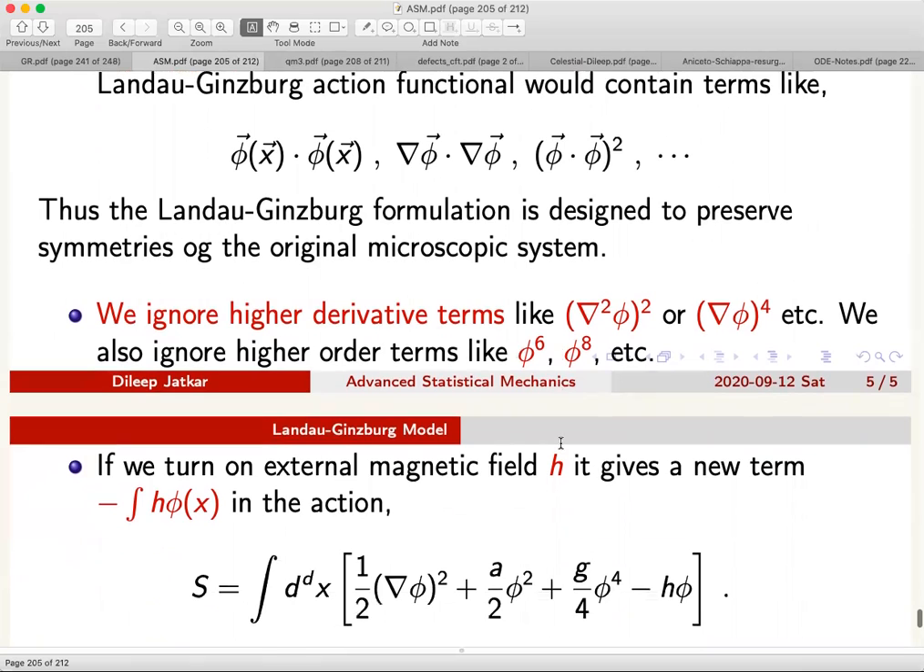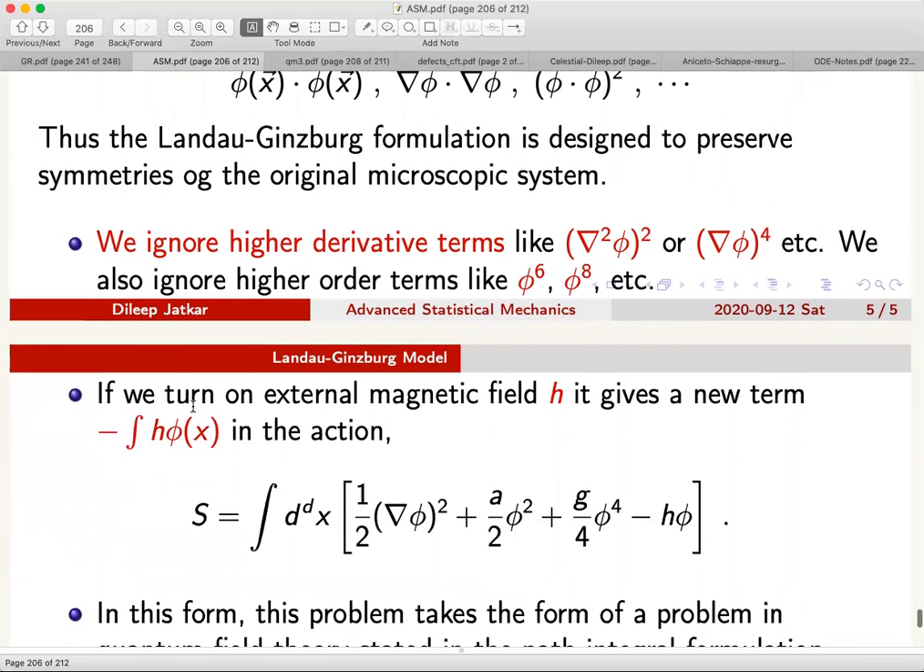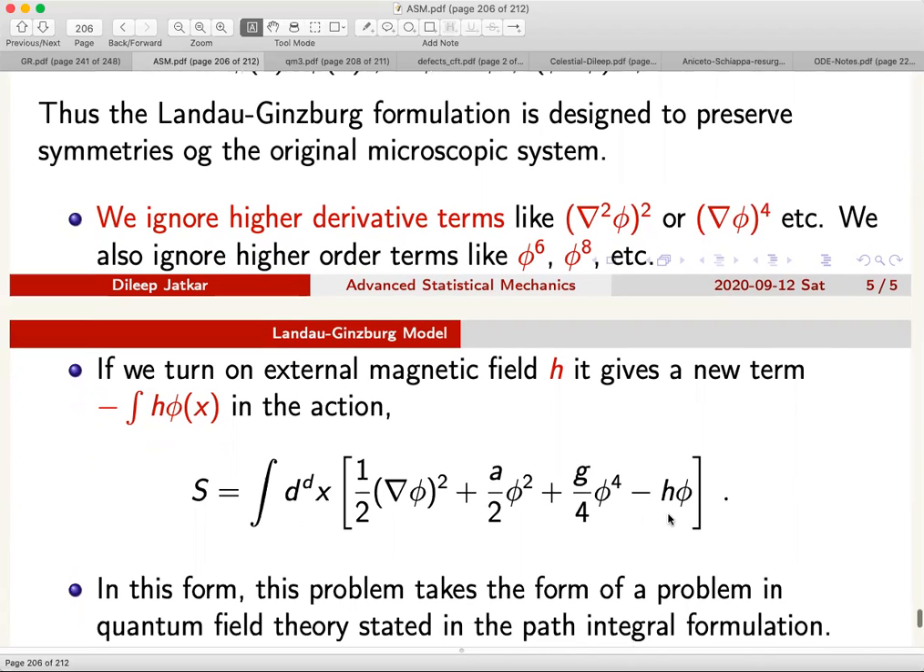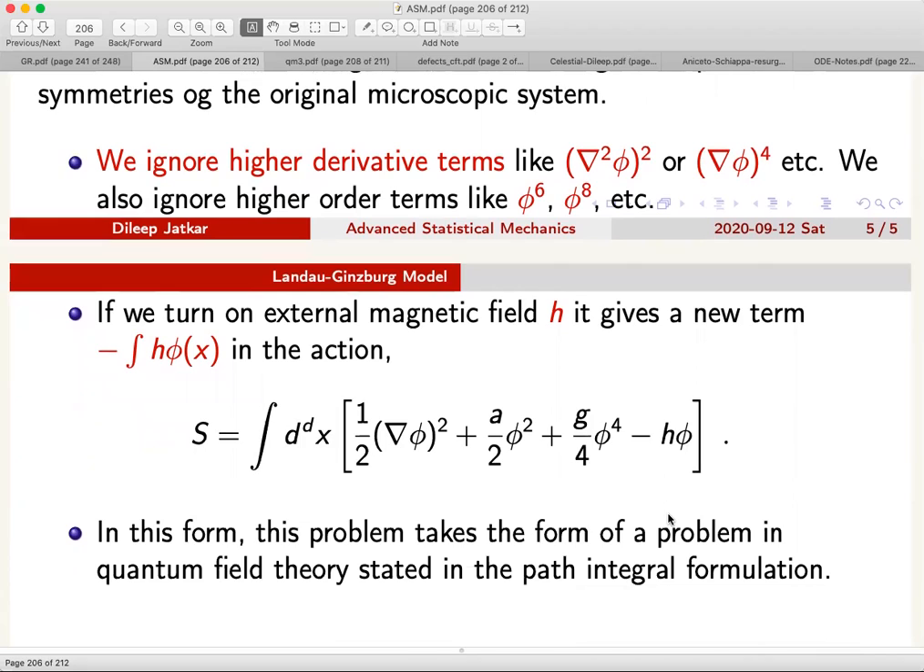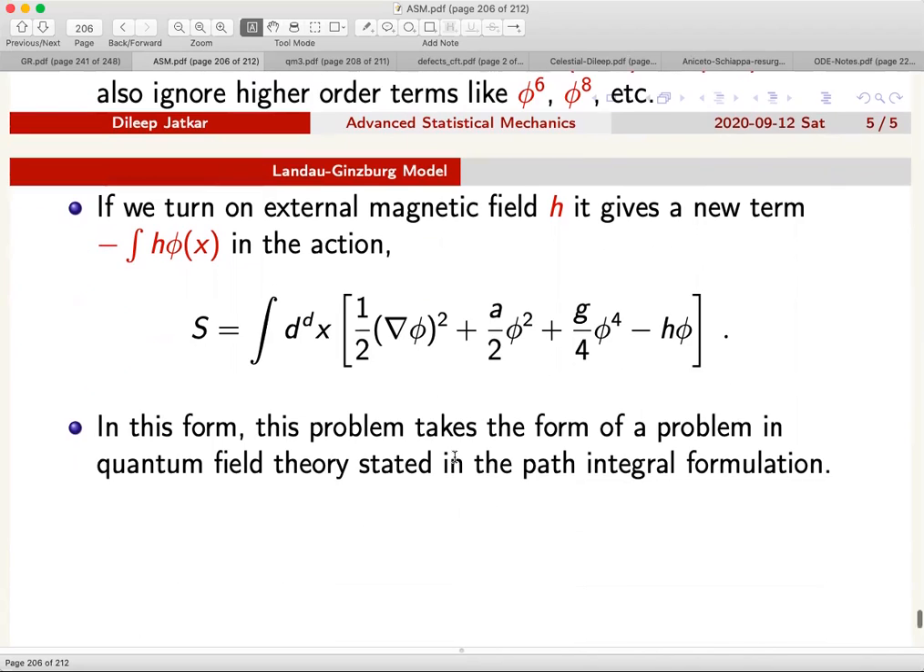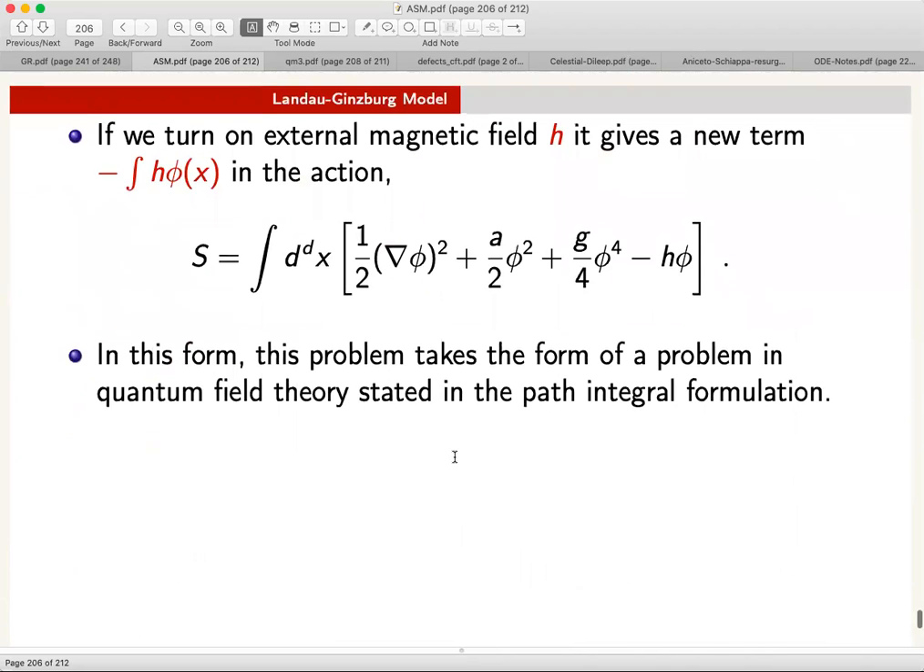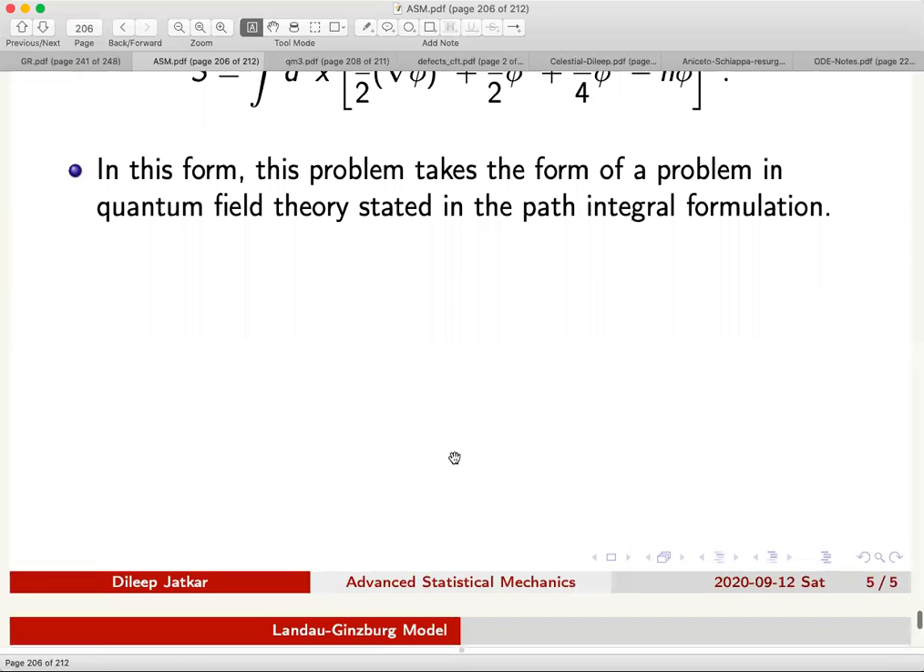Okay, fine. This is something we had already studied, that if you turn on a magnetic field, then you would have a term of this type to be added and your action functional will have a new piece sitting around here. So once you write down this setup in this particular form, then as I said, in this setup the problem actually takes the form of a quantum field theory in a path integral formulation. So what we'll do is look at the path integral formulation quickly, and again try to get back to the Landau-Ginzburg formulation.